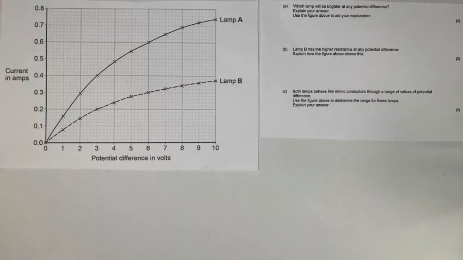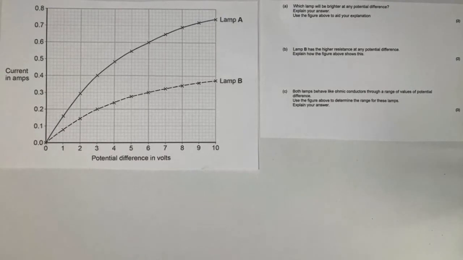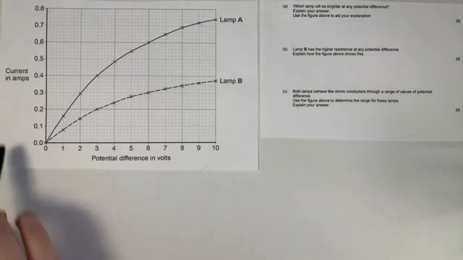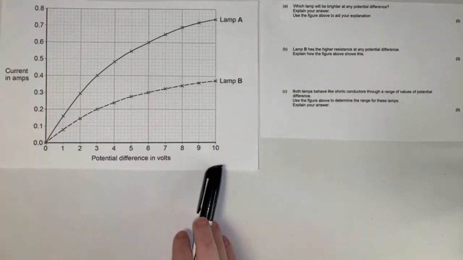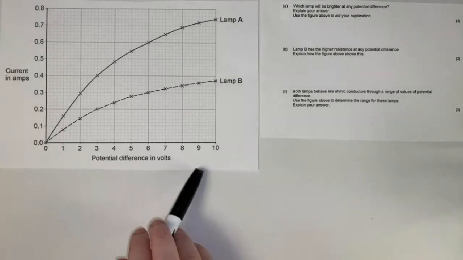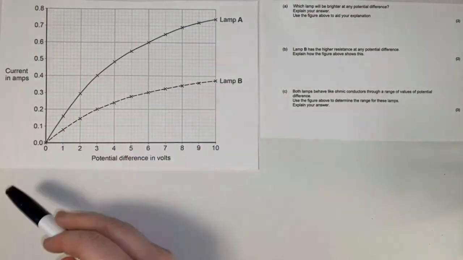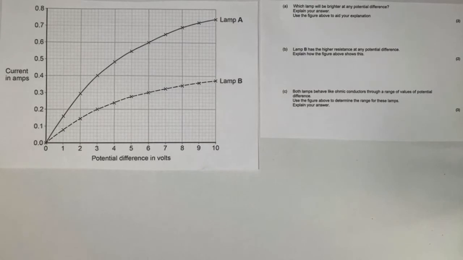I'm going to talk you through how to approach answering this question on circuit components and their characteristics in relation to current and potential difference. So you were given this graph which shows two lamps which have had their current measured at a lot of different potential differences. Now, the important thing to remember about any graph which shows you potential difference against current is that the gradient of that line is equal to the resistance.